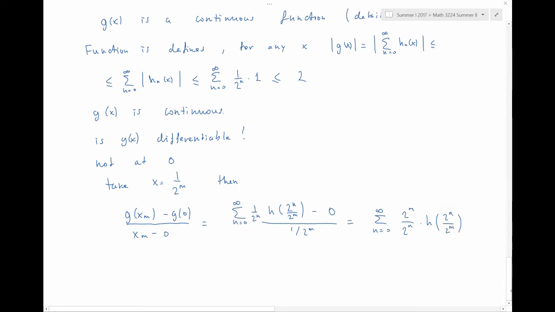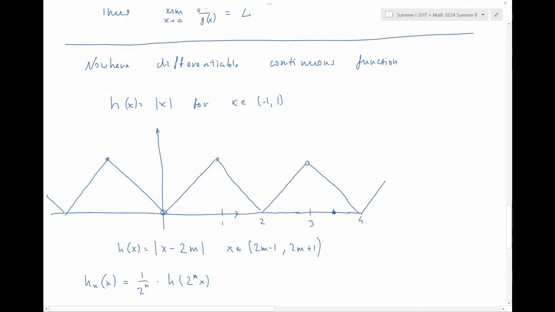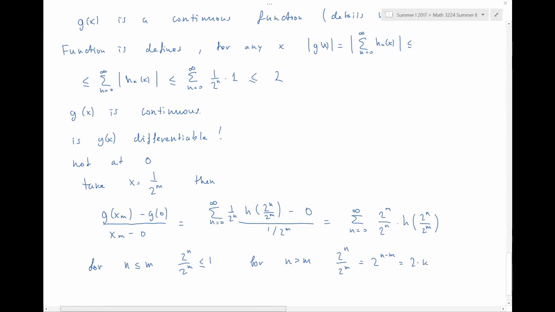We know the h rises just like x for every point that's less than 1. We can see it in the original graph of h. That's what's going on. And 2 to the power n over 2 to the power m is going to be less than 1 for every n less or equal than m. For every n that's larger than m, we have 2 to the power n over 2 to the power m is a multiple of 2, as 2 times k, where k is some integer.